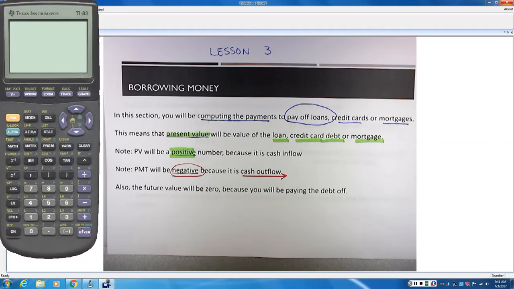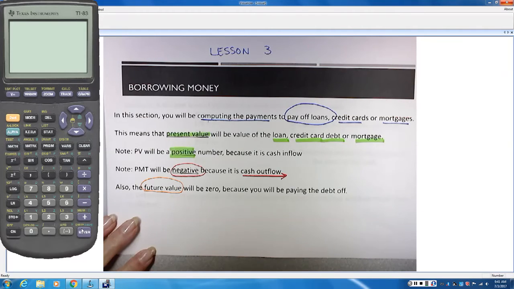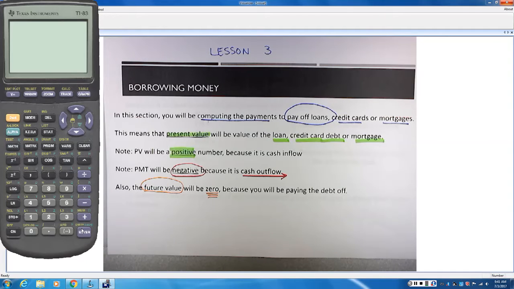And the other thing that might seem a little bit odd to you is that your future value, the number at the end, it's going to be 0. And that's because you will have paid off your debt. You are no longer indebted. Okay, so you want that balance at the end to be 0 so that you've paid your debt. So you're paying off debt. That's why it's 0.